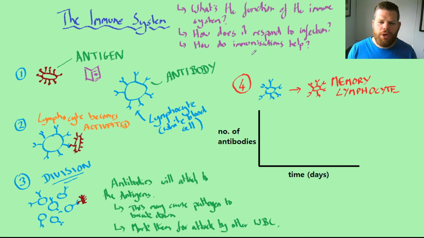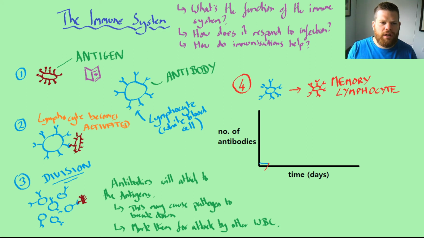Now, why is that? Well, that's because of these memory lymphocytes. So let's say we've got this little graph here that's appeared. We've got the number of antibodies up one side and the time in days along the bottom. Usually your body has a small number of antibodies in it at any one time. So here we've got the small number of antibodies in our body. Now let's say we have an event, and the event is at this point here, where we're going to get an infection.